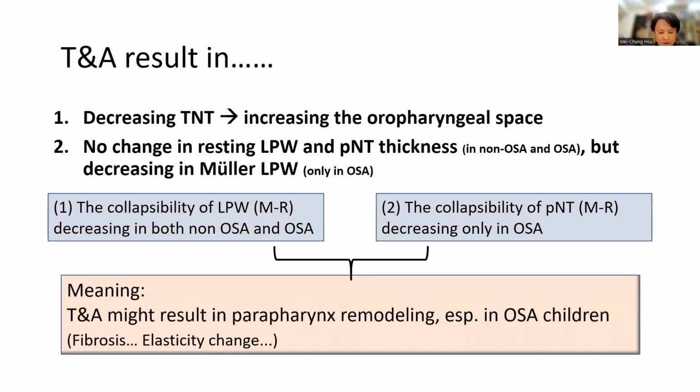This result means that after adenotonsillectomy, the total neck thickness at tonsillar level decreases, correlating with the increase of the oropharyngeal airway space after surgery. There is also no change in resting lateral pharyngeal wall and parapharyngeal neck thickness in all children, but the decrease in the changes of lateral pharyngeal wall during the Muller's maneuver only shows in OSA children. This finding indicates that the collapsibility of the lateral pharyngeal wall and the parapharyngeal upper airway structure decreases after surgery. This might mean that adenotonsillectomy makes the lateral pharyngeal wall or parapharyngeal complex remodel, which results from tissue fibrosis or some elasticity changes after the surgery.